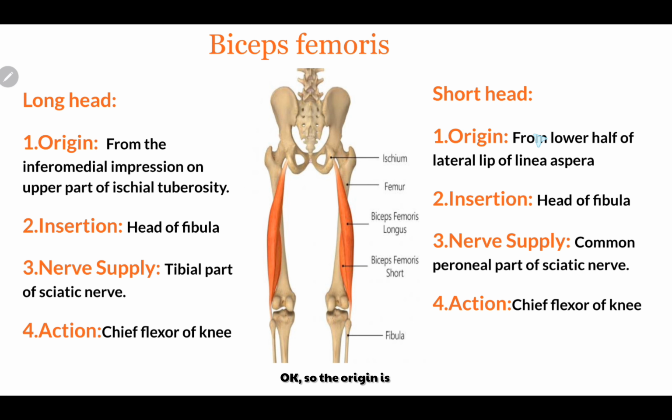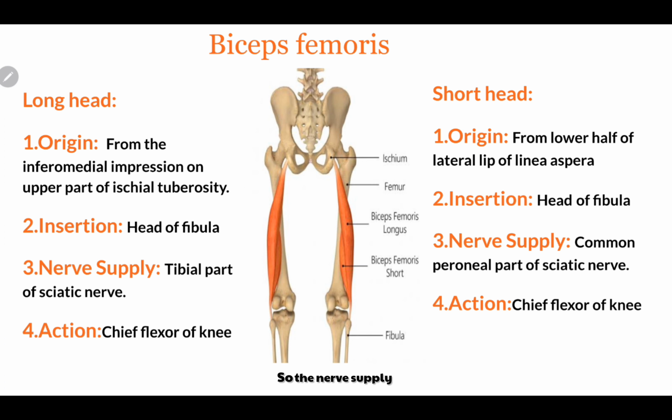The origin is from the lower half of lateral lip of linea aspera. This linea aspera is a longitudinal ridge on the posterior aspect of femur. So this is the femur, and in the posterior aspect of femur there is a longitudinal ridge known as linea aspera. So the short head of biceps femoris originates from linea aspera. Now insertion, same as before, it inserts into the head of fibula.